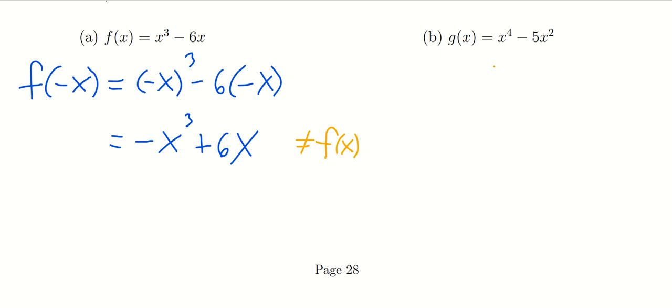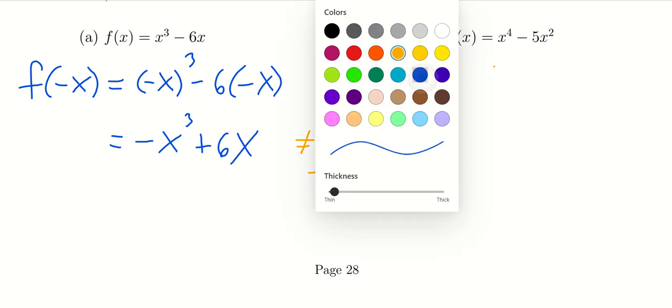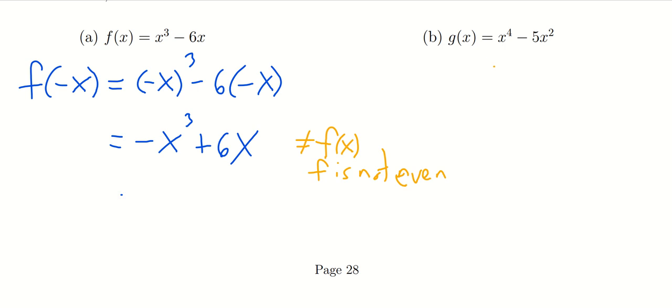The only thing we can conclude about that is that f is not even. So we substituted in the negative of the x, we simplified it, and we did not recover the original function, so it's not even. The next step would be to take that expression and factor out a negative 1 from it.